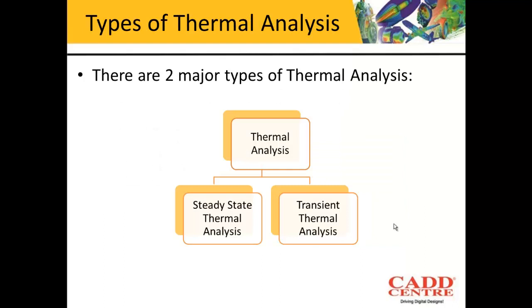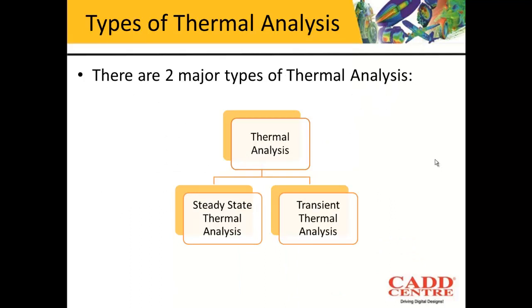Then let us talk about the different types of thermal analysis. There are two major types of thermal analysis, that is steady state thermal analysis and transient thermal analysis. When you talk about steady state thermal analysis, in this type of analysis, the temperature acting on the body does not vary with respect to time. That means it is constant throughout the analysis. And transient thermal analysis is that type of analysis where the temperature acting on the body varies with respect to time. We will be seeing both the types when we solve the problems.